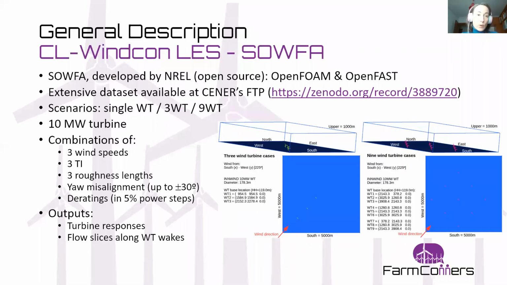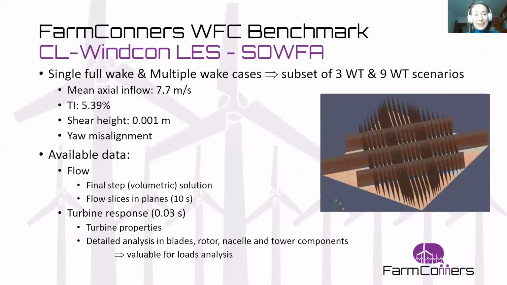The outputs are both the turbine response, which is taken from OpenFAST, and also the flow slices of the different wind conditions along different wind turbine wakes, and maybe we have some time afterwards to see. So from this big, extensive data set, we took a subset, as Tuhfe was commenting before, to perform a FarmConners benchmark. In this case, we are focusing on the FarmConners single full wake and multiple wake cases by making use of the 3 turbine and the 9 turbine layouts.